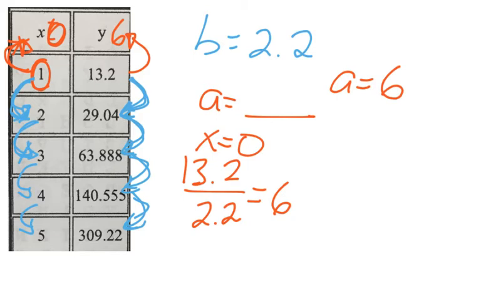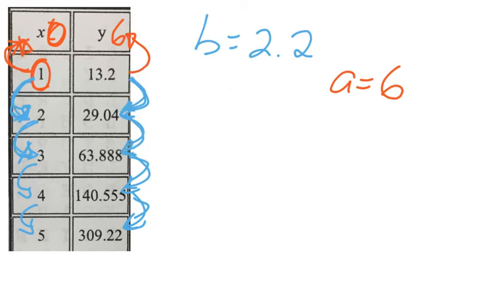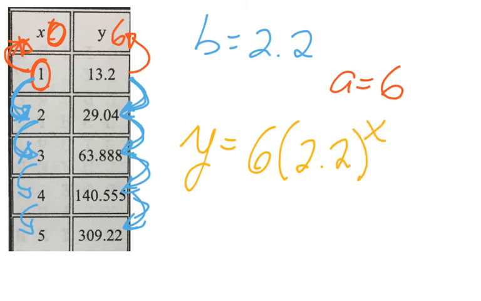Now, if it was a decay problem, in other words, as we increase x we would be dividing, we would do the opposite. So x would decrease, and we would then have to multiply by our decay factor. So now we can write our equation, our exponential function, as y equals 6 times 2.2 to the x. And that is our equation.